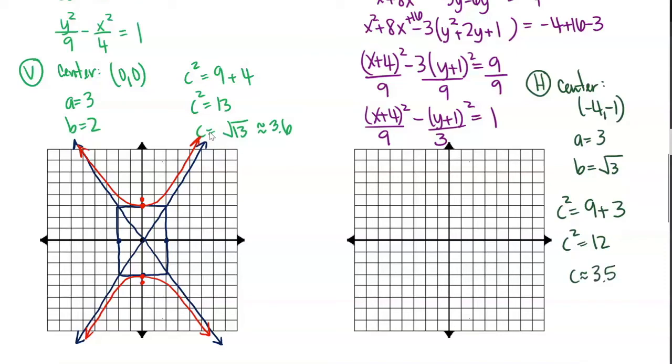All right, so let's graph this. Center, -4, -1. Now the A value is going to move left and right because this is a horizontal transverse axis, so 3 units left and 3 units right. My B values then are going to go up and down. Square root of 3 is about 1.7.